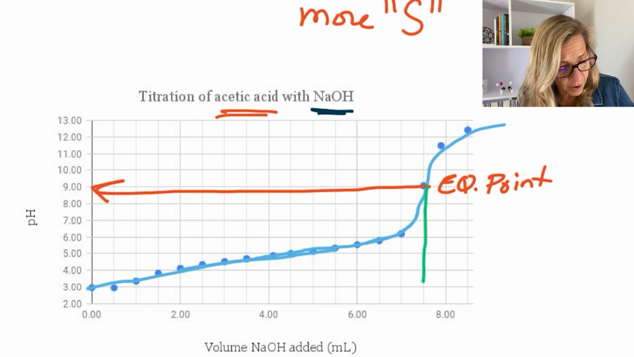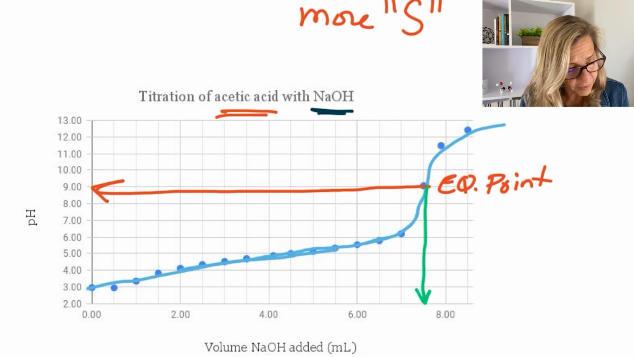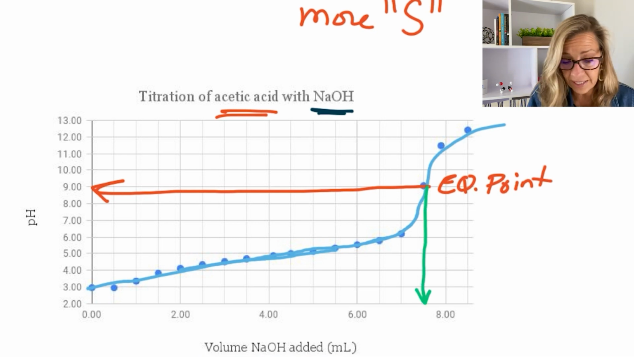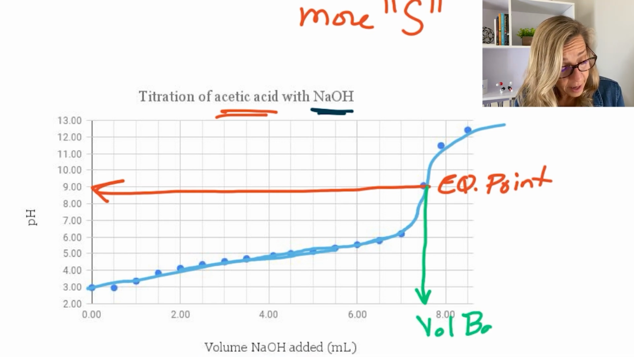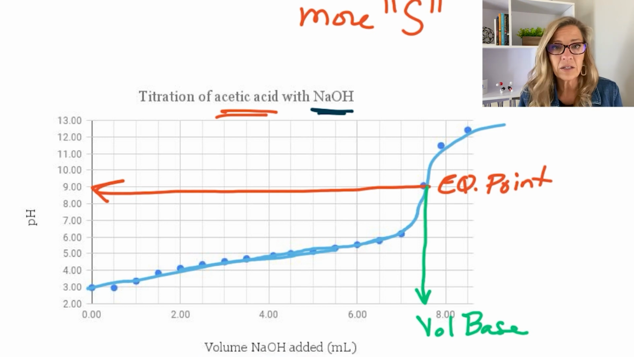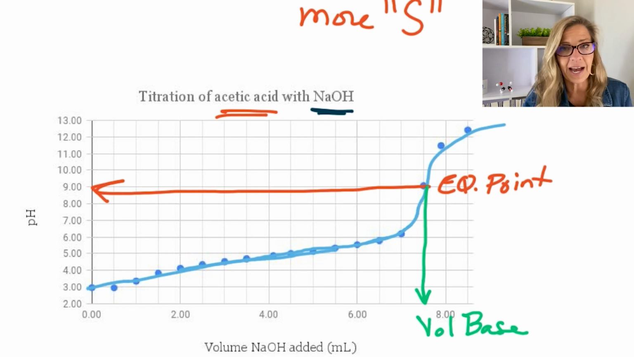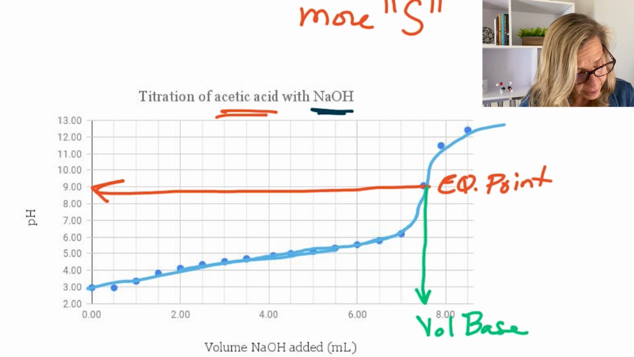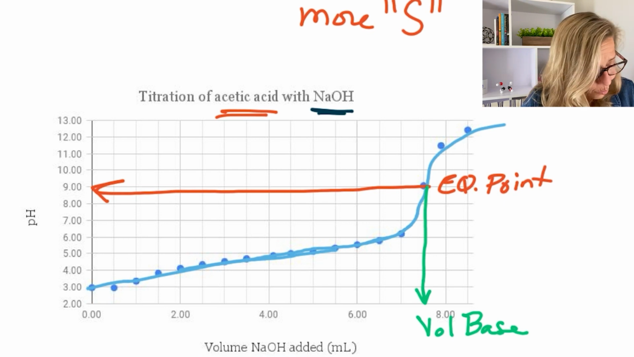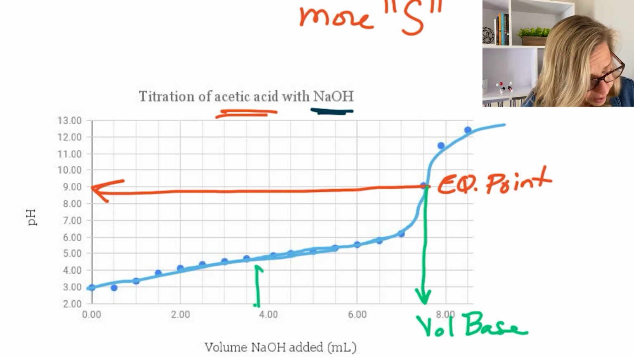Now, let me show you how this works. So if you take your volume here, I can tell that my volume here was maybe 7.5. So this is the volume of the base needed to react with all my acid. Well, what I want you to do is take half of that volume. So half of 7.5 is 3 point whatever. Let's see, half of 7.5 would be like 3.7. So I'm going to go to that point on my graph, and I'm going to go up.